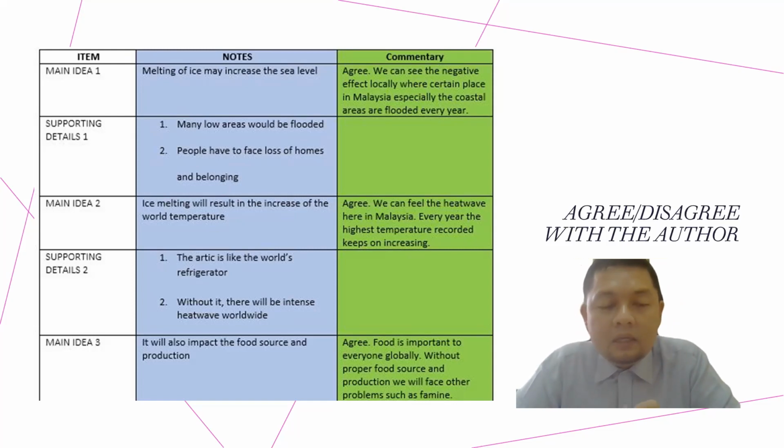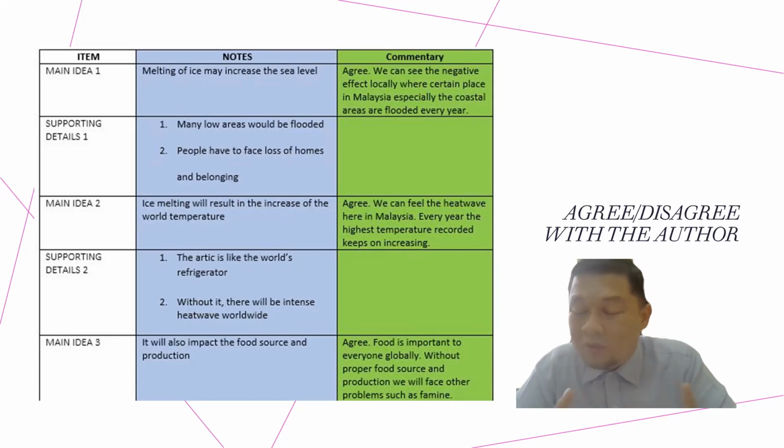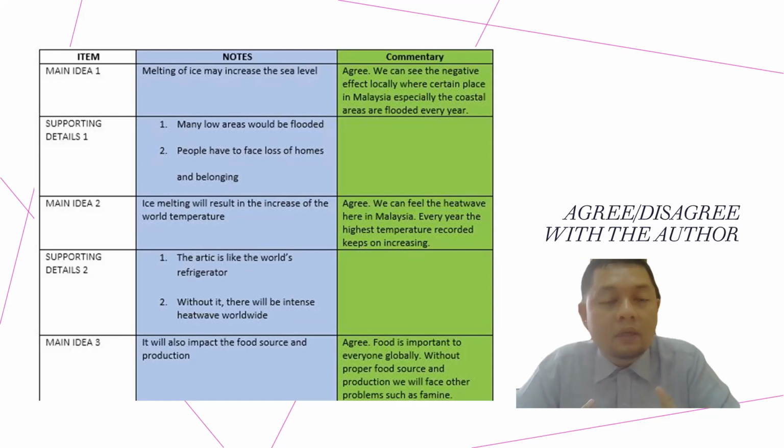You can be like you agree with the first main idea, but the second one you disagree with it, and then the third one you agree to it again. All right, so it really depends on you and your partner. That is why it is important for you to really discuss the main idea of the articles with your partner so that you can say whether you agree or disagree with the author in terms of the content of the article.